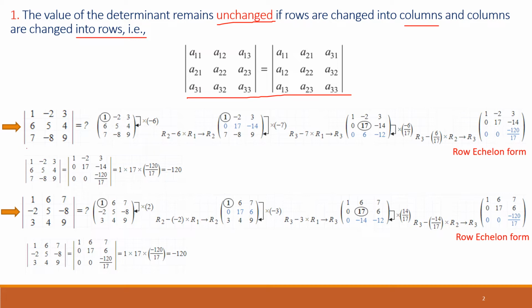Let's suppose we have this matrix and we are calculating the determinant of this matrix. It's a 3 by 3 matrix, and by using row echelon form, we calculate its determinant equal to minus 120. Now in this matrix, we have converted all the rows of the first matrix into columns, or in other words, all the columns have been converted into rows. By repeating the same procedure of row echelon form to calculate the determinant of this matrix, we find the determinant value equal to minus 120, which is the same as this value.